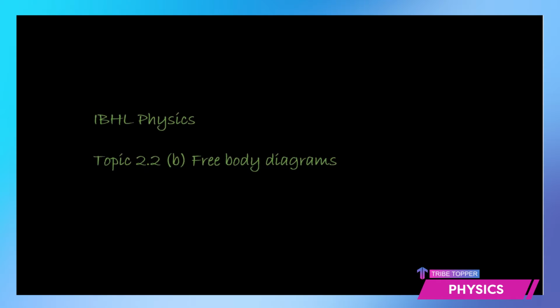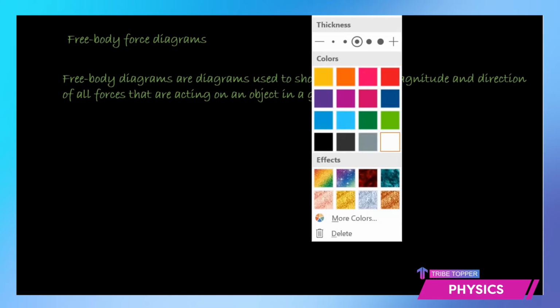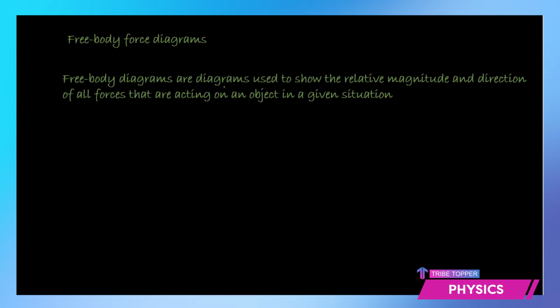In this video, you are going to learn the second part of topic 2.2 from mechanics, that is free body diagrams. So first of all, what is a free body diagram? A free body diagram is something which shows or indicates the relative magnitude and direction of all forces that are acting on an object. Whatever is given to us, we label all the forces along with their magnitudes and the directions that are acting on a body.